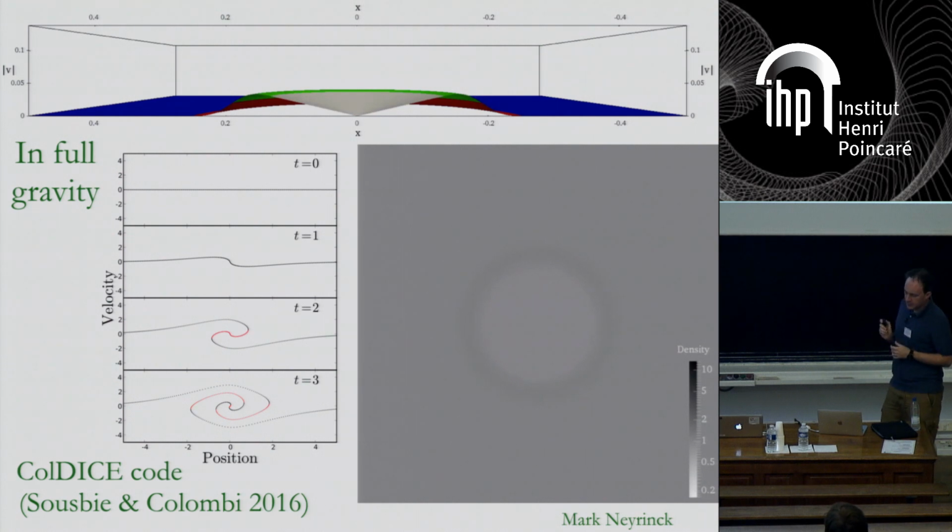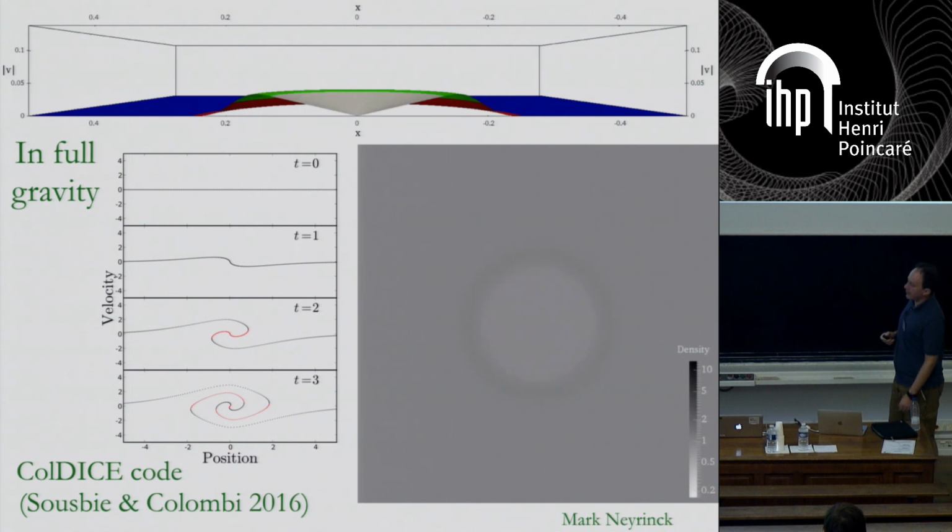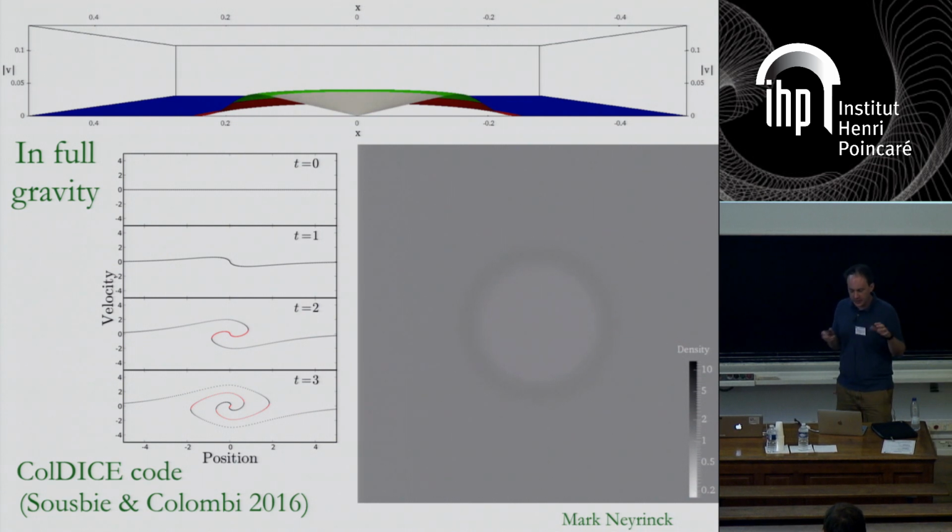So this is a gravitational simulation run with the CUDA code that Stefan Colombi and Thierry Sousbie wrote. It's a very nice code that actually treats the dark matter as residing on a mesh that deforms, like what I was showing before, and it adaptively refines this mesh where it needs more resolution, in particular in collapsed structures like halos.